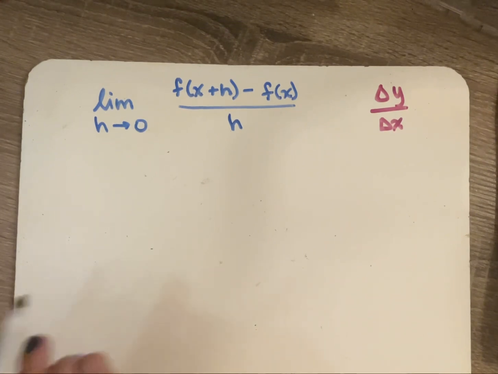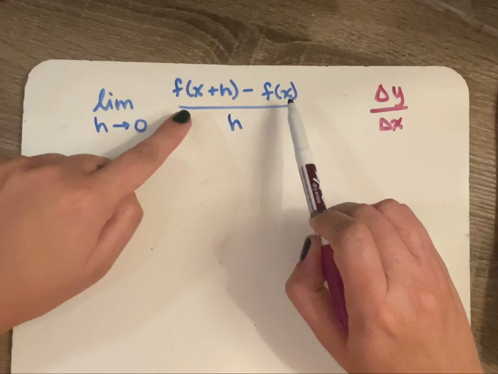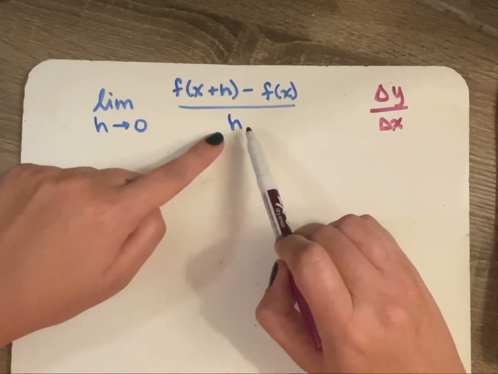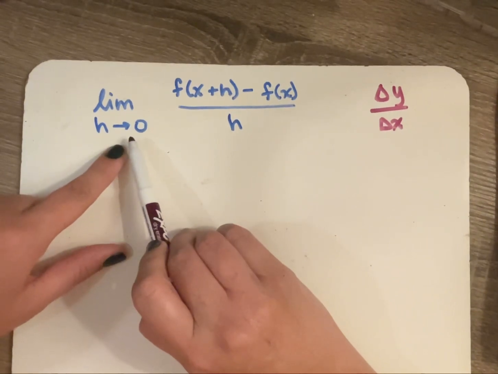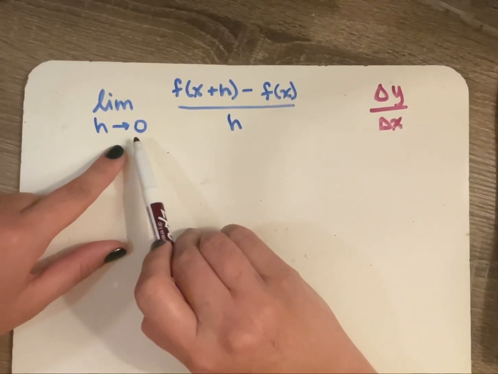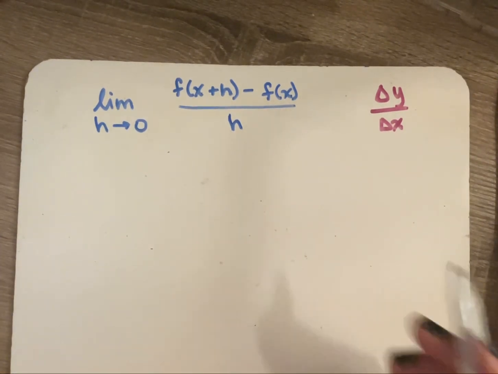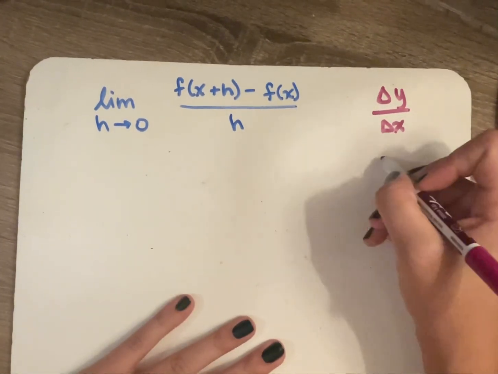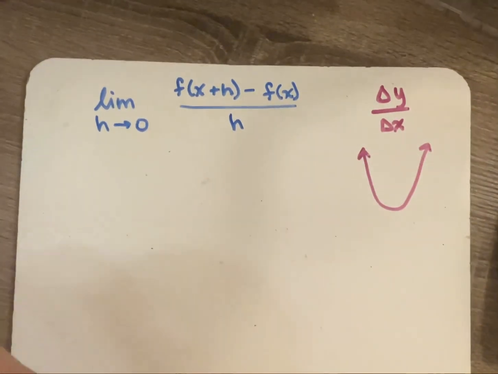So really, all this is telling us is we have 2 points. H is representing the distance between them. These are the 2 y values. And we're looking for the limit as h approaches 0, so as those 2 points are getting closer and closer together.